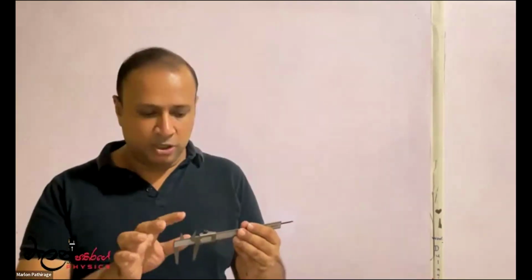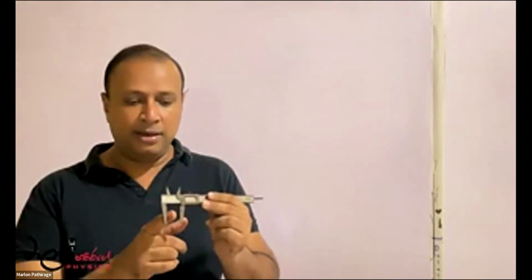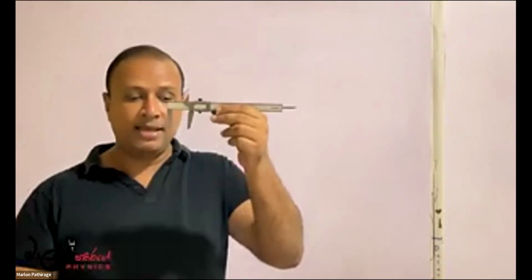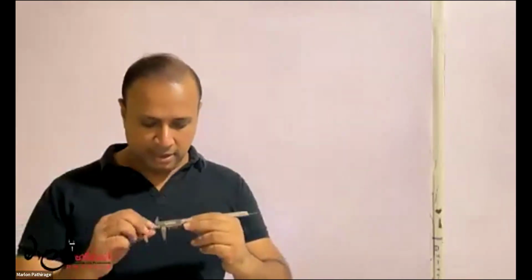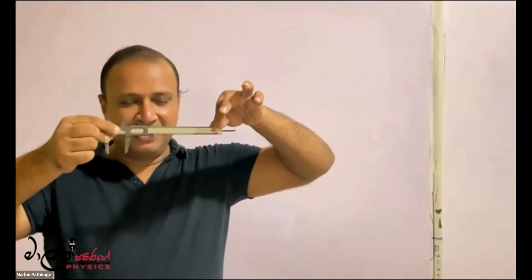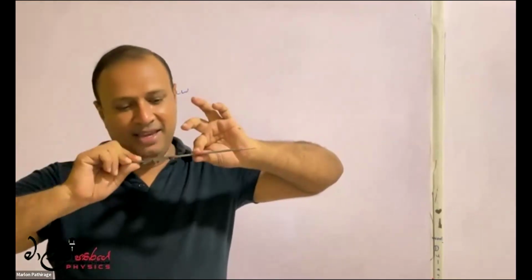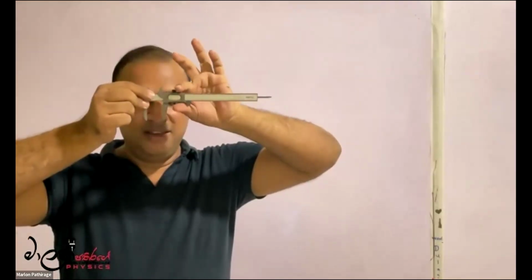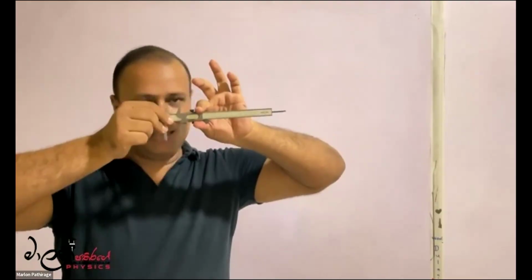What is the function of the internal jaws? Internal jaws are used to measure internal diameters or internal gaps. What is the function of the external jaws? External jaws are used to measure external diameters or external measurements. What is the function of the fixed jaw? The fixed jaw carries the main scale. The sliding jaw carries the vernier scale.